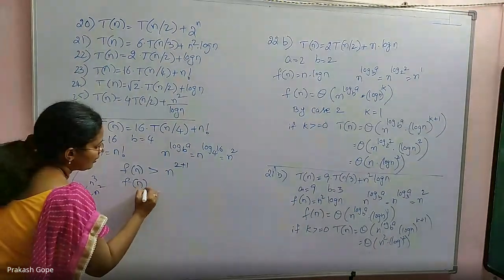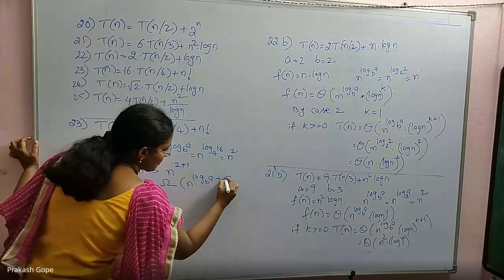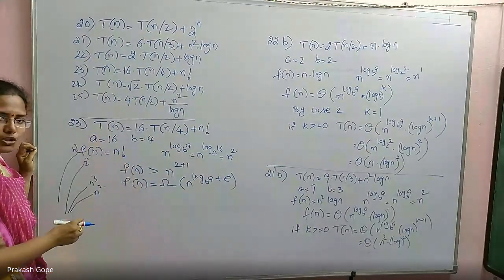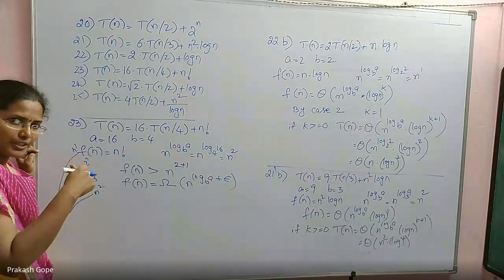So, coming to big omega. f of n is equal to omega of n power log a to the base b plus epsilon. Even if you add a small value, still f of n is much greater. So, coming to case 3. But in case 3, I need to check the second condition also.